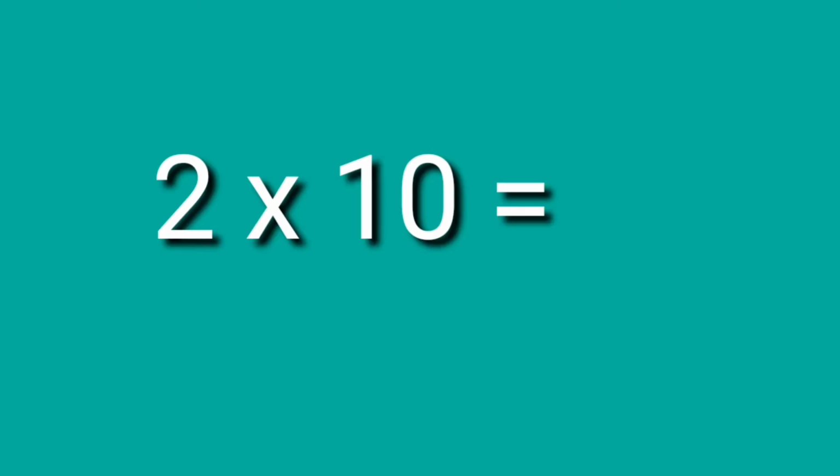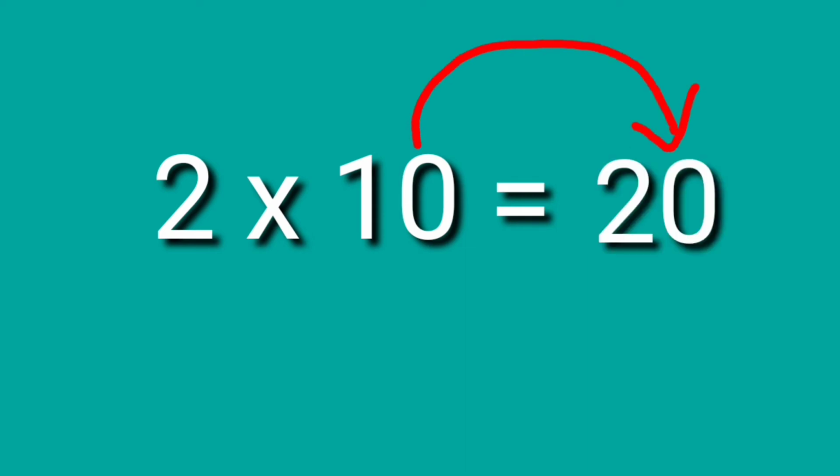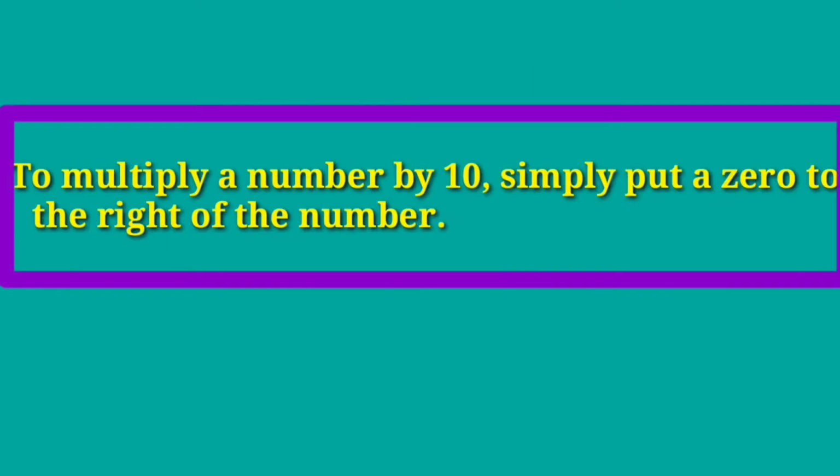Let us move on to the next topic, multiplying by 10. First one, multiply 2 by 10. How can we multiply 2 by 10? Yes, it is very easy. Ignoring the 0 of this 10, we get 1. Now we need to multiply 1 by 2. We get 2. Total how many zeros are here? Only 1 zero. Now put this 0 to the right of the number. Now we get the answer 20. Look here, to multiply a number by 10, simply put a 0 to the right of the number.